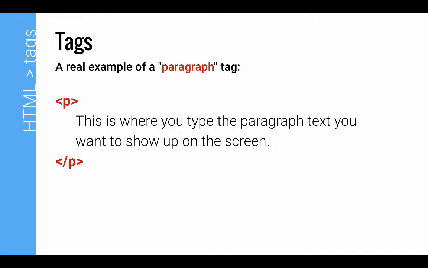Here's a real example of a tag. This is a paragraph tag, and its designator is the letter P. So you've got left angle, you've got P, and then you've got right angle, and then you would type whatever you want for your paragraph inside of that, and then you would close it with left angle / P right angle bracket.